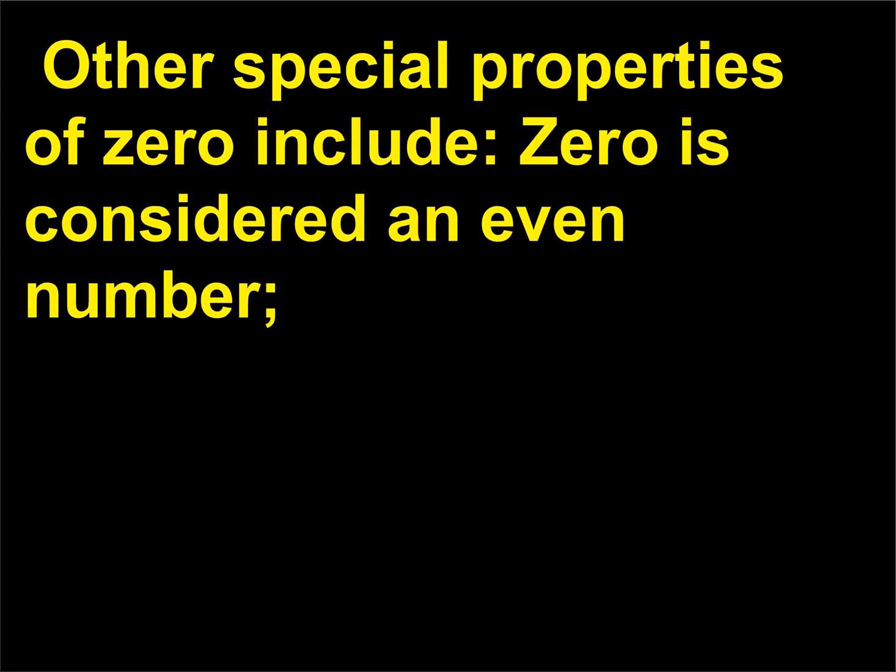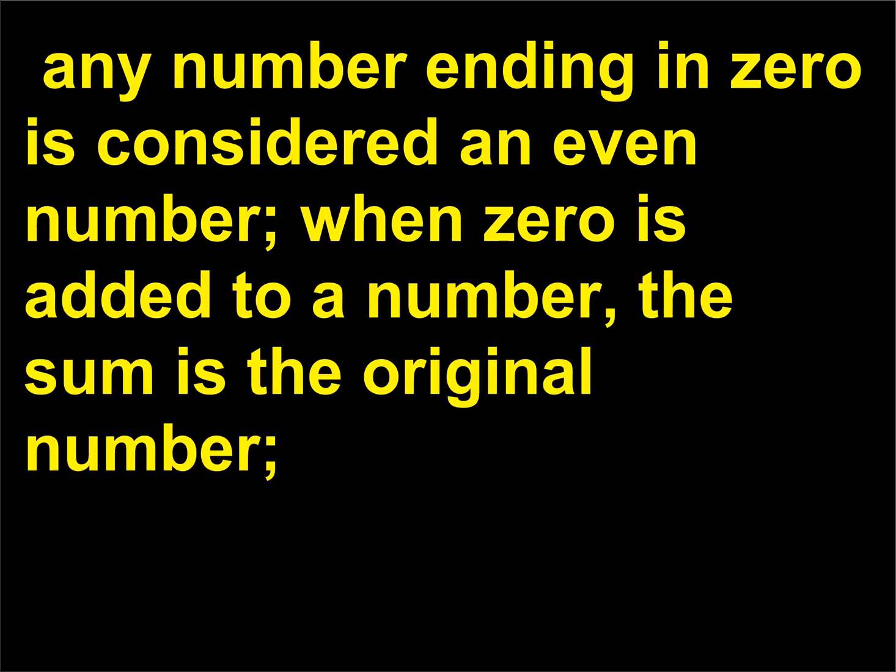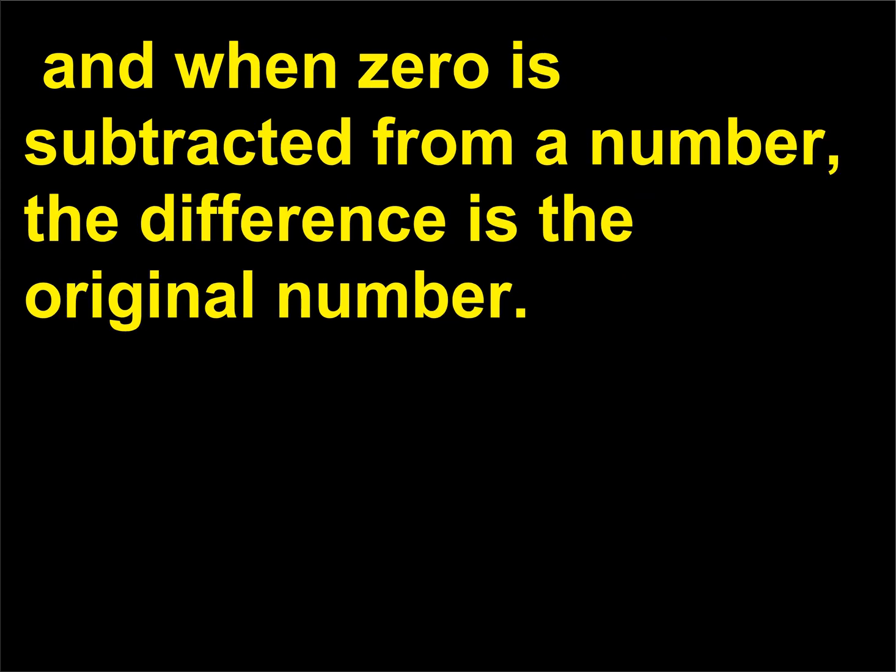Other special properties of 0 include: 0 is considered an even number. Any number ending in 0 is considered an even number. When 0 is added to a number, the sum is the original number. And when 0 is subtracted from a number, the difference is the original number.